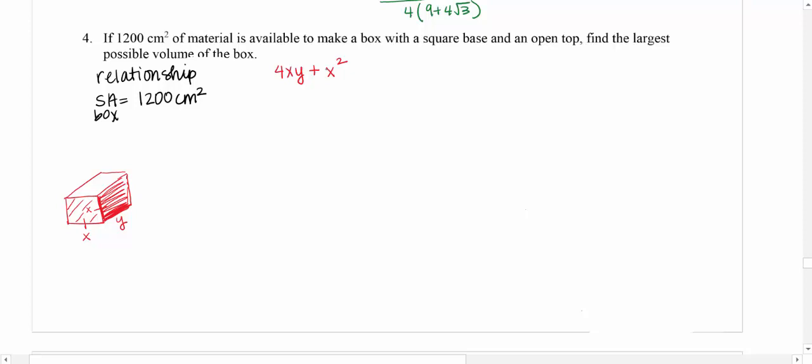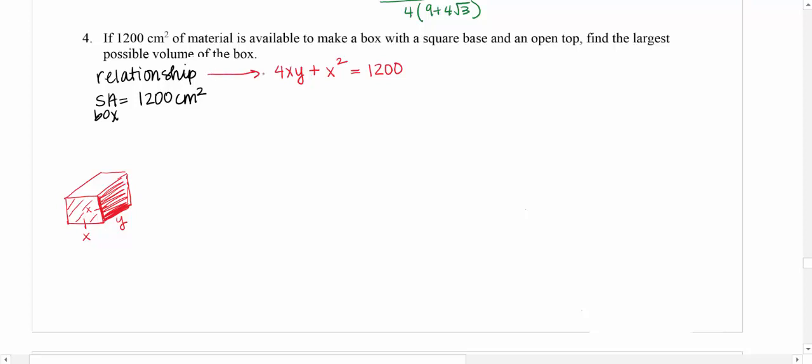So there's only one bottom, there's not a top. So there are only 5 sides to this box, the 4 that kind of go around, if you will, and then the bottom. And that surface area equals 1200. So this is my relationship that relates these variables.